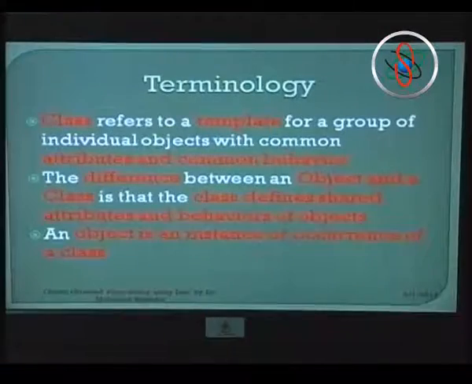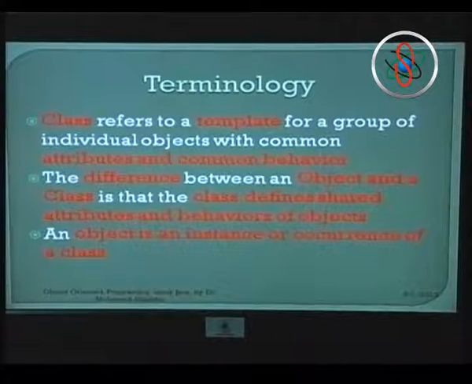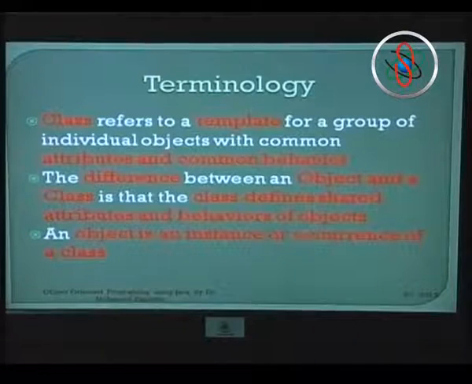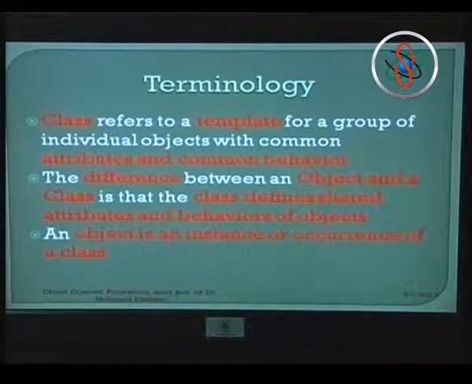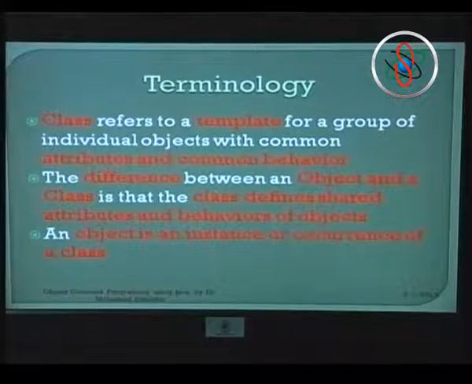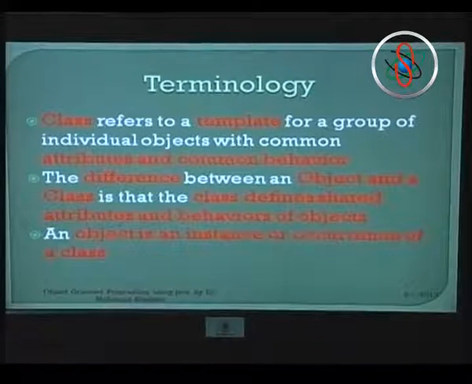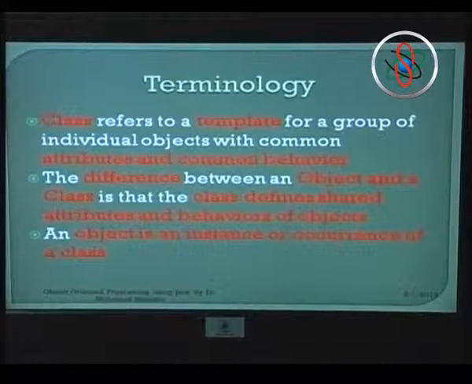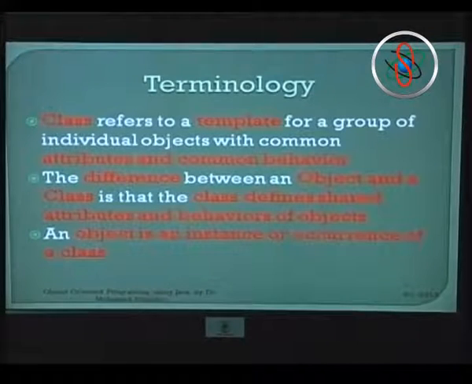Class, as I said, is a template, or like a frame where we are going to put all the data we need in order to solve the problem. Then the object is when this data is implemented or related to a specific object. So an object is an instance or occurrence of the class. So an object is an instance of the class.